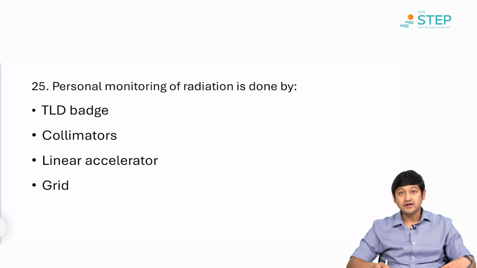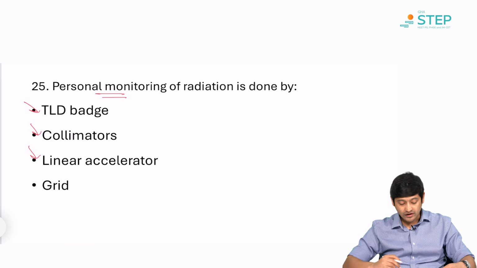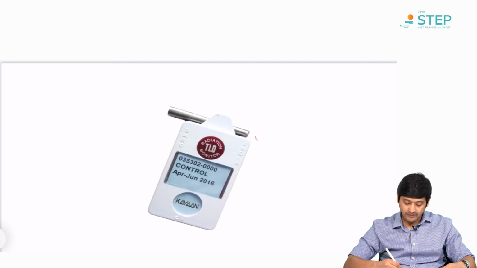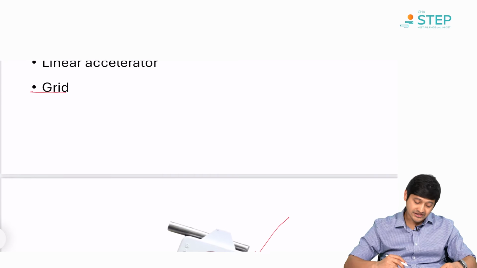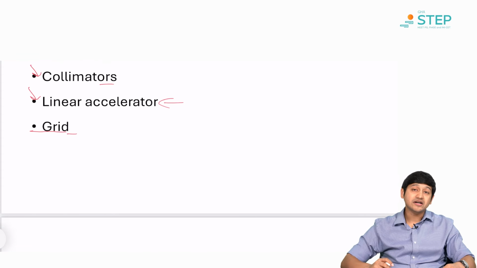How do you monitor personal radiation dose? So personal radiation dose, either a TLD badge, a collimator, a linear accelerator, or a grid. Your answer here is the good old TLD badge. The others are basically used for other image acquisitions, collimators and grids. A linear accelerator is not used to monitor personal radiation dose.